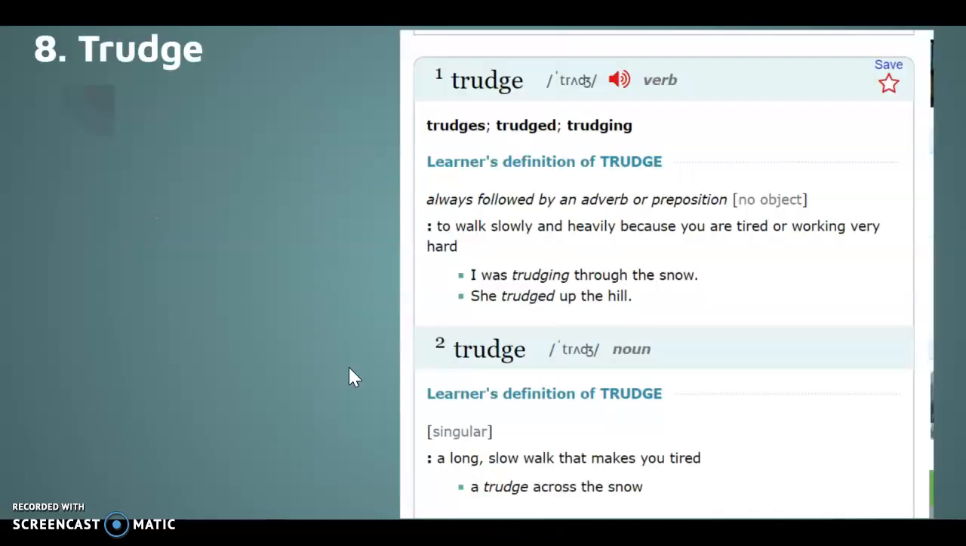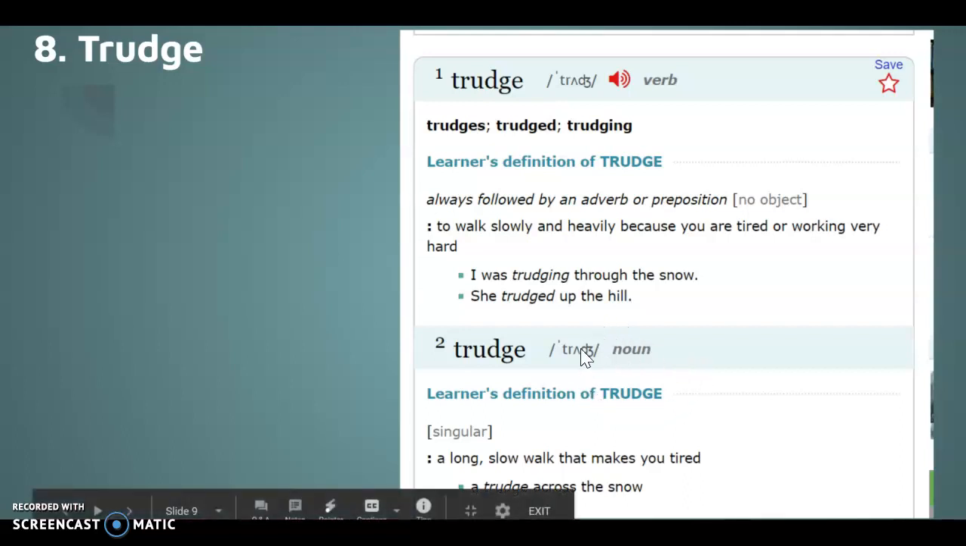Our next word is trudge. If you look at this dictionary entry, what do you know about trudge? So we see here we have two definitions of trudge, and they're very separate here in the dictionary because one is a verb and one is a noun.